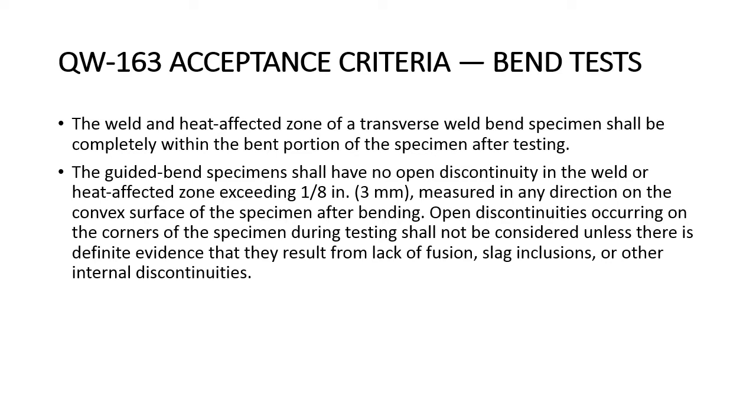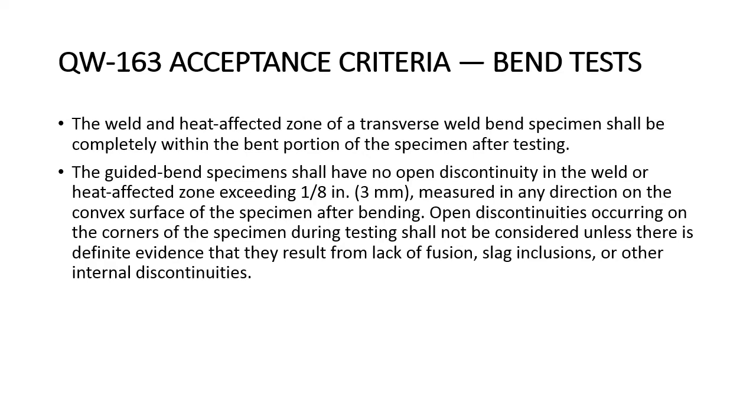The other one outlines that you can't have any open discontinuities in the weld or heat affected zone larger than 1/8 going in any direction. And if they occur on a corner, because this material is going to want to tear on a corner, if you don't get your corners a good enough radius, sometimes you'll have something open up on the corner. So if something opens up on the corner, it's good. You can accept it unless there's evidence that it's from lack of fusion or slag.